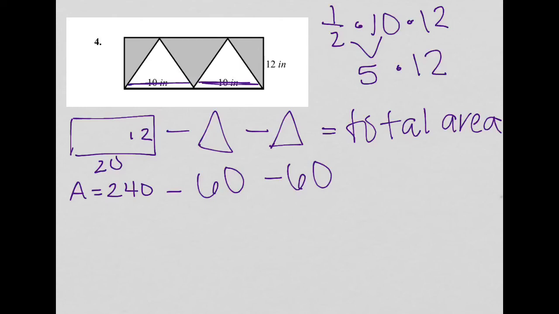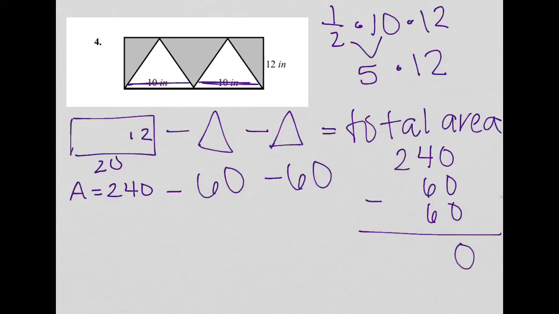So now let's subtract. So 240, 60, and 60. 14 minus 6 is 8. 8 minus 6 is 2. 1 minus nothing is 1. So the total area of the shaded region is 120 inches squared. Now, you could have also said, okay, 60 and 60 make up 120, and you could also have done 240 minus 120 and gotten the same answer.